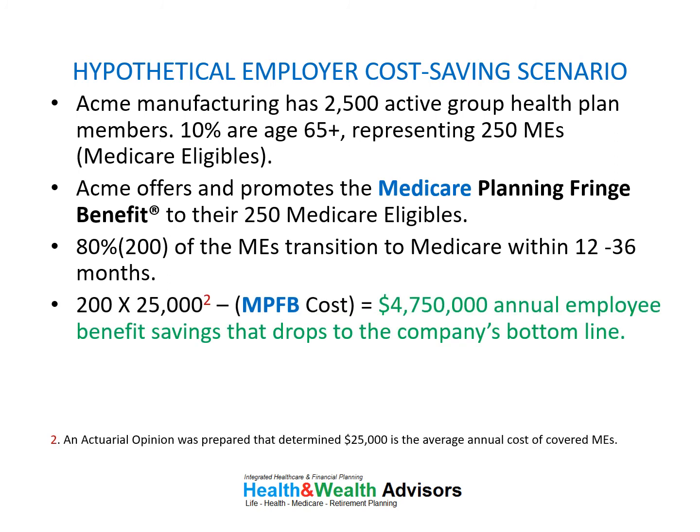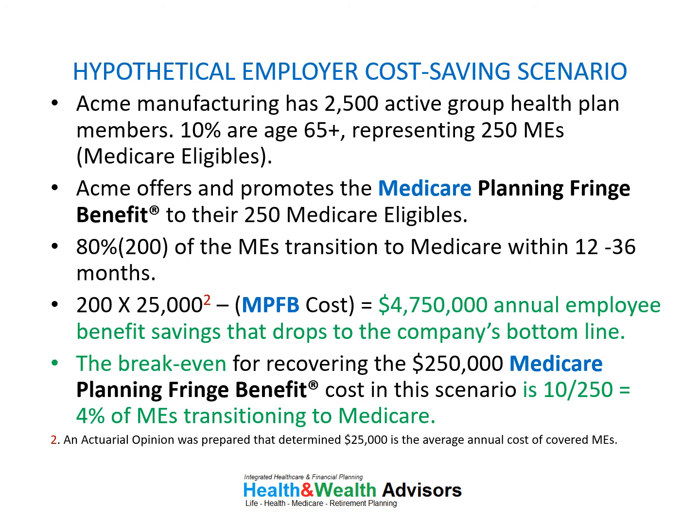Assuming each Medicare eligible costs this self-insured employer around $25,000 in annual benefit costs, when 200 transition to Medicare, Acme will save approximately $5 million in annual employee benefit costs. The break-even point for recovering the $250,000 benefit costs is the transition of 10 employees to Medicare, or 4% of their Medicare eligibles.